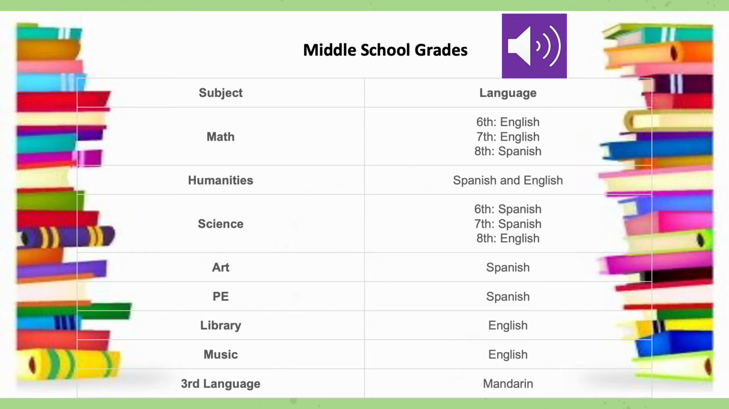In middle school, students are now taught differently. They are also now offered the opportunity to learn a third language, which is Mandarin. The chart now shows the electives have flipped to the other language, and 8th graders are now receiving more English in the common subjects.